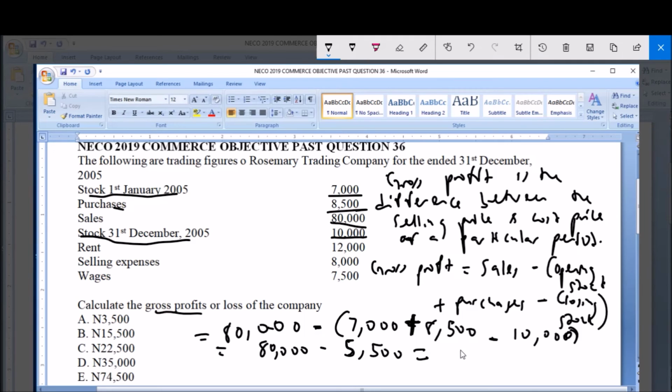And 80,000 minus 5,500 is equal to 74,500 naira, and that is option E. So option E, 74,500 naira, is the gross profit of this company.